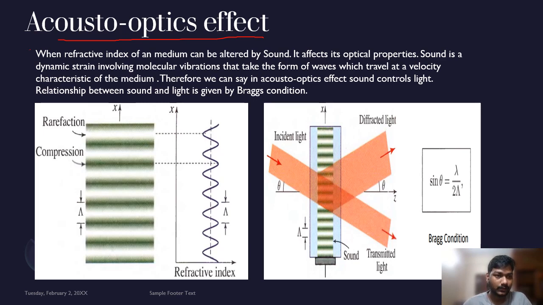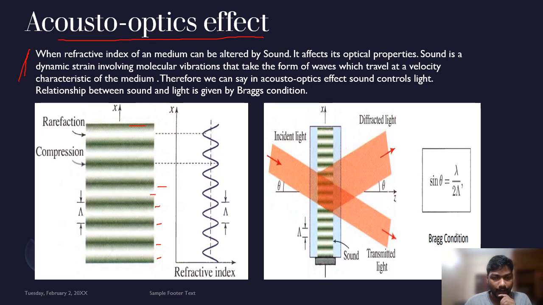What these lines basically say in simple terms is that sound affects the molecular structure of a material. It makes some denser regions and some rarer regions. These regions are denser and these regions are rarer. This affects the refractive index. Those regions which are denser have a higher refractive index than those regions which are rarer.